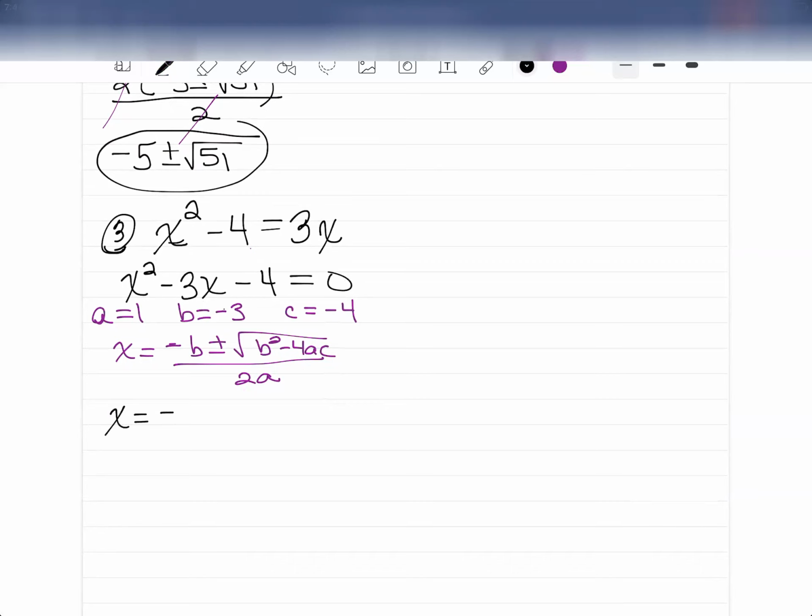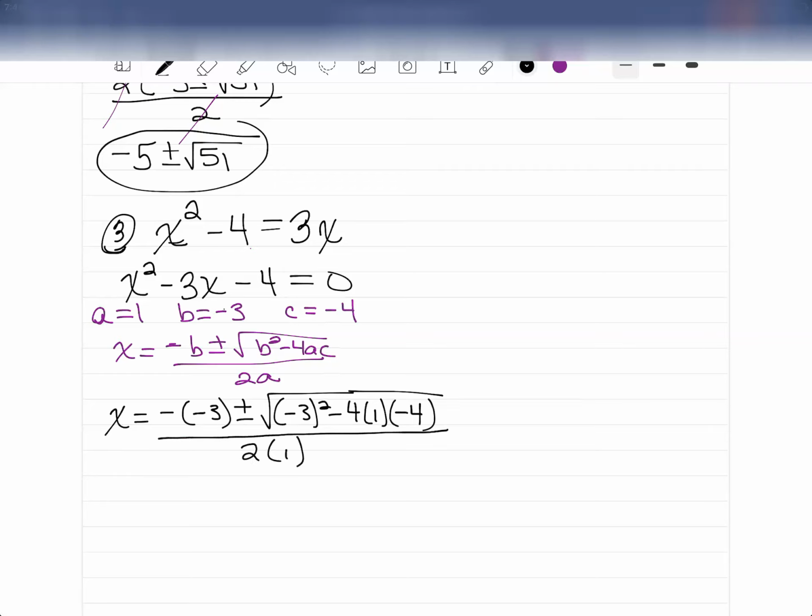So we will have negative 3 plus or minus the square root of negative 3 squared minus 4 times 1 times negative 4, all over 2 times 1. That's plugging in my ABCs. That will give me negative negative 3 is 3, plus or minus the square root of 25 over 2. Negative 3 squared is 9. Then the minus 4 times the 1 times the negative 4 is a plus 16. 9 plus 16 is 25.